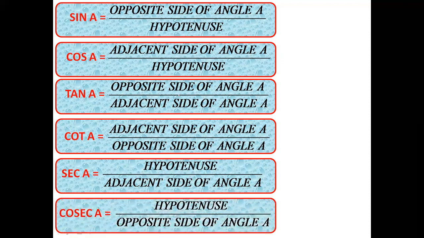So these 6 trigonometric ratios you have to remember as formulas. And also remember the order: sine, then cos, then tan, then cot, secant, and the last one cosecant. So remember the order also.